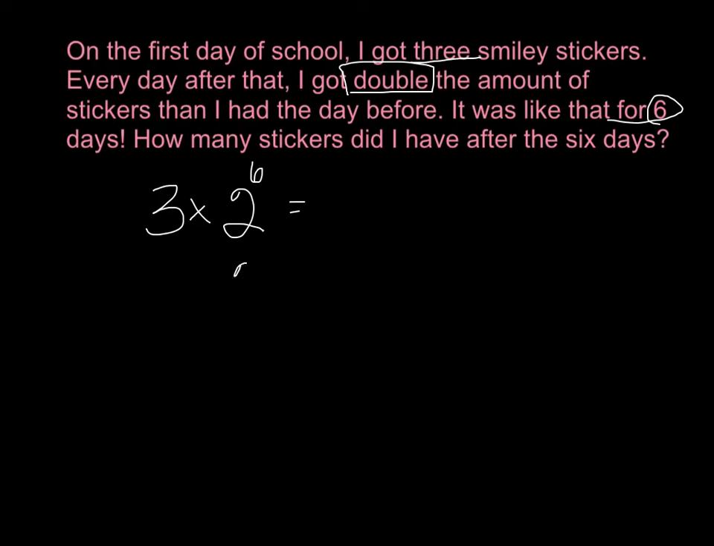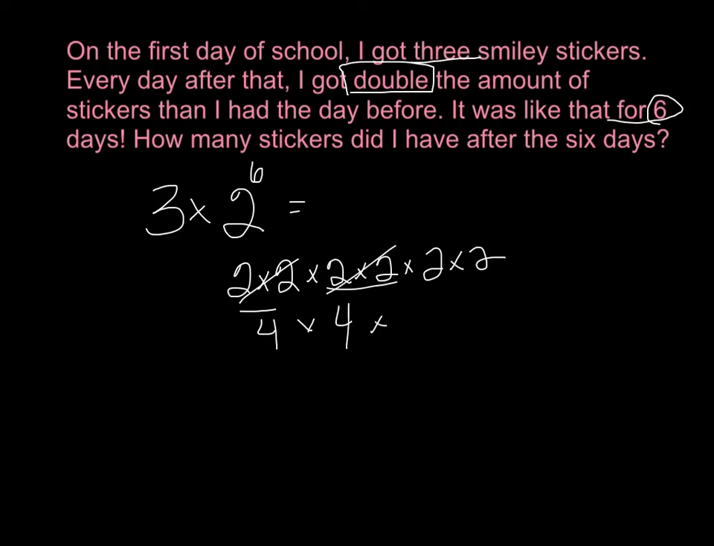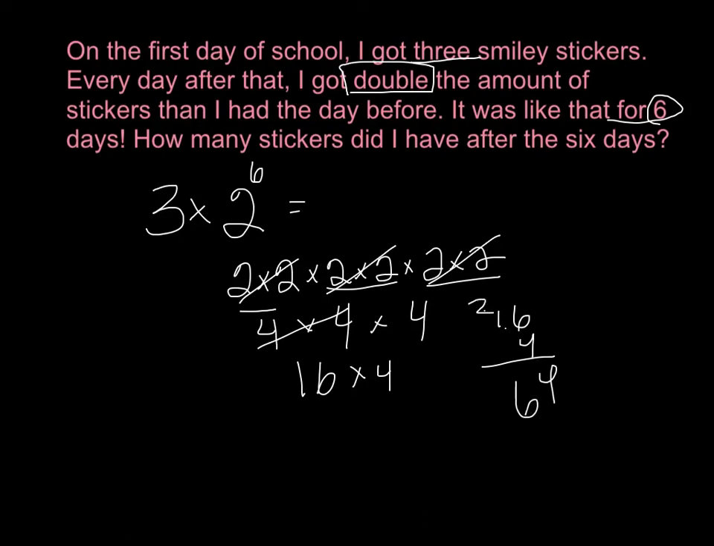So what I should have is 2 times 2 times 2 times 2 times 2 times 2. 1, 2, 3, 4, 5, 6. Yes, that's right. Okay. That is 4 times 4 times 4. And that is 16 times 4. 16 times 4 is 64. So I've got over here the 2 to the 6 is the same as 64.